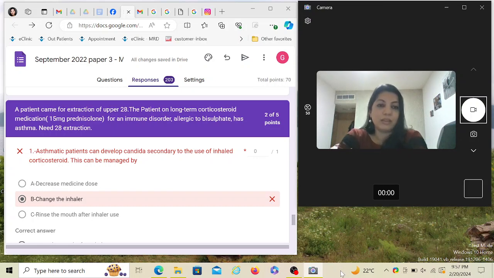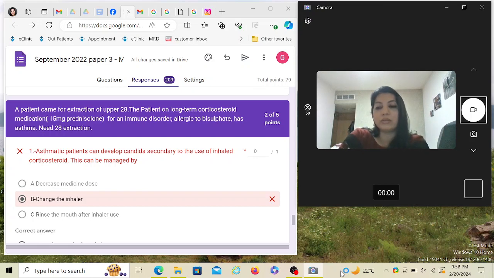Steroids by default will suppress your immune response. And candida is already present in the body, and it's an opportunistic infection. So whenever the balance goes haywire, the fungus grows. Now, how can that be managed? Decrease the medicine dose, change the inhaler, rinse the mouth after the inhaler use.